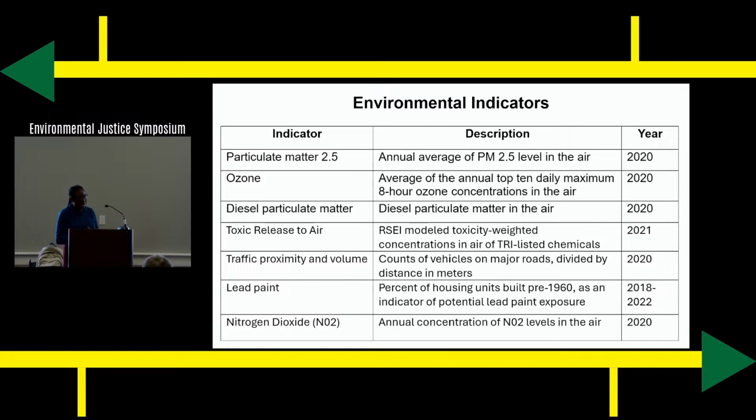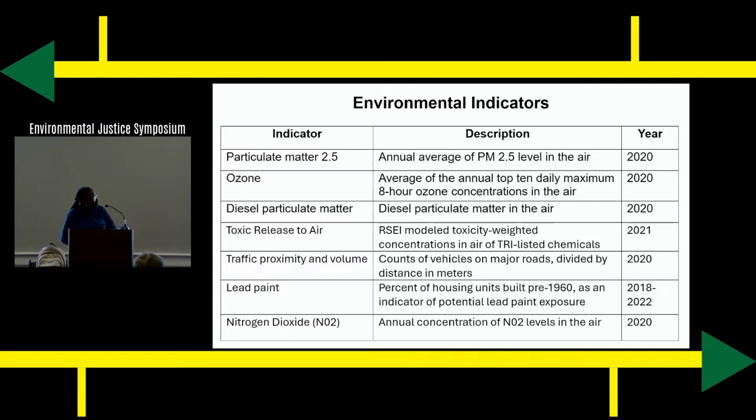So these are the environmental indicators. We have the particulate matter 2.5, that is the average PM 2.5 level in the air, and that's 2020 data from the census data. We have the ozone, that's the average annual top 10 daily maximum 8-hour ozone concentration in the air, also 2020 data. Diesel particulate matter in the air, the toxic release air data, that's the Sierra listed chemicals in the air, that's 2021, that's even more recent data.